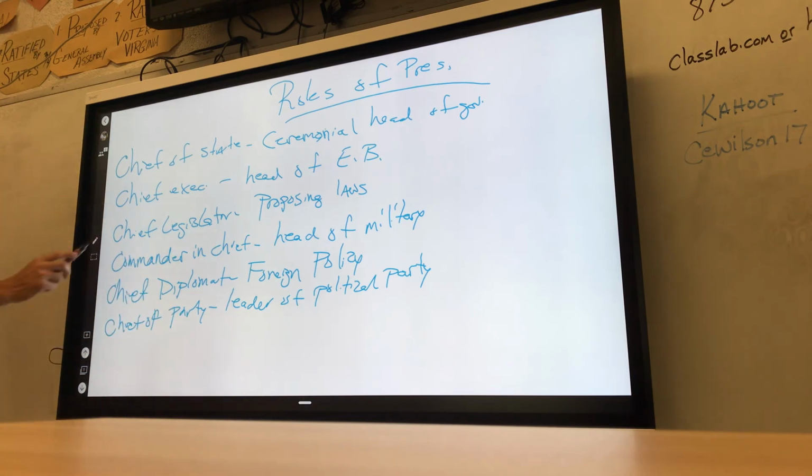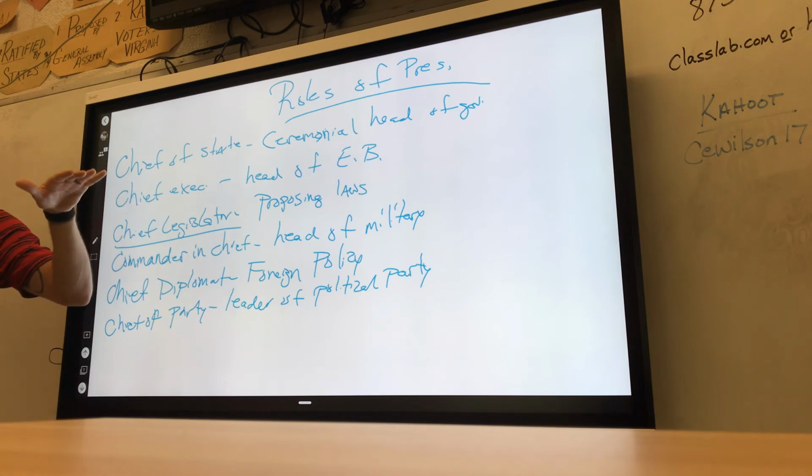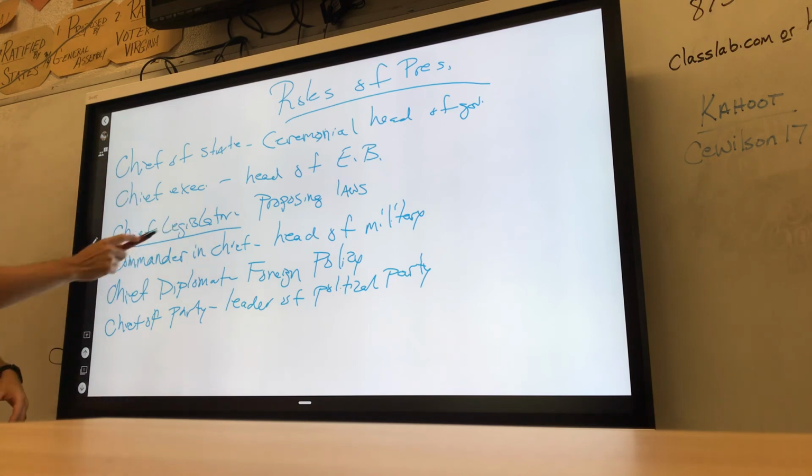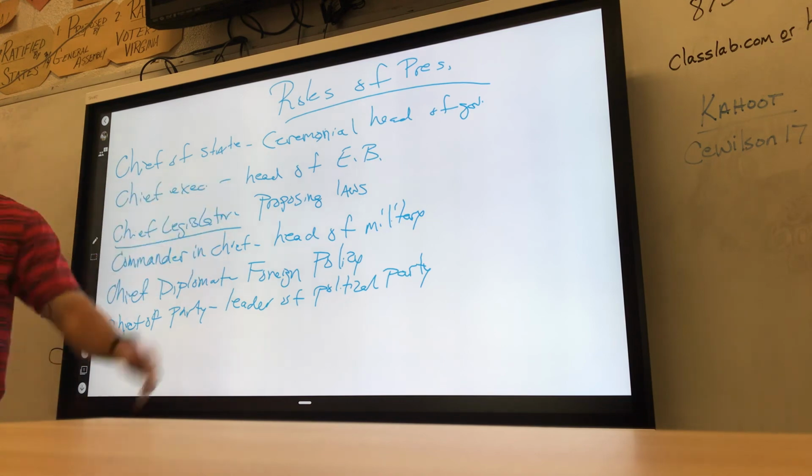What is one of the main things he does as chief legislator? I skipped over this. He does it every year. Chief legislator. He goes out and speeches. The annual speech, the State of the Union address. When the president makes the State of the Union address every year, he's chief legislator because he's proposing laws.